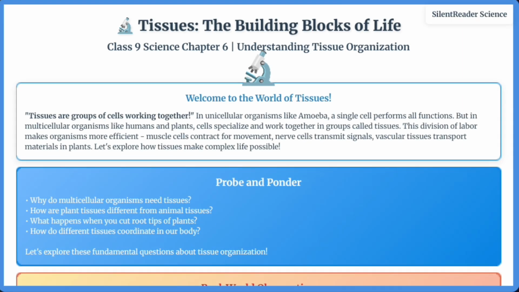Welcome to Chapter 6 of Class 9 Science, Tissues. In this fascinating chapter, we'll explore how cells work together in groups called tissues to perform specialized functions in multicellular organisms. We'll discover why plants and animals have different types of tissues, examine the growth tissues in plants, learn about protective and transport tissues, and explore the four main types of animal tissues. Get ready to understand how division of labor at the cellular level makes complex life possible.